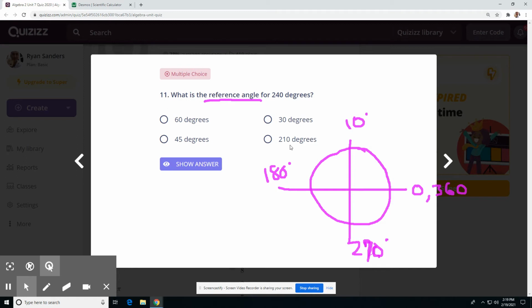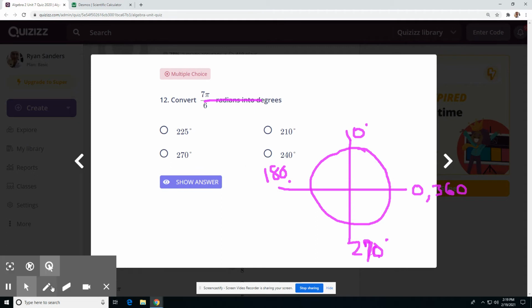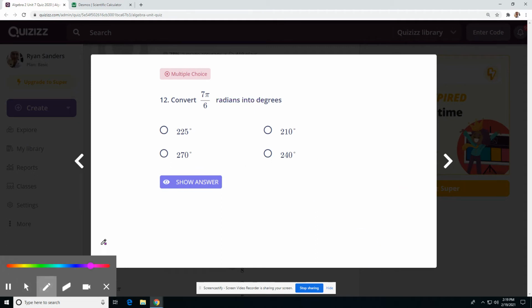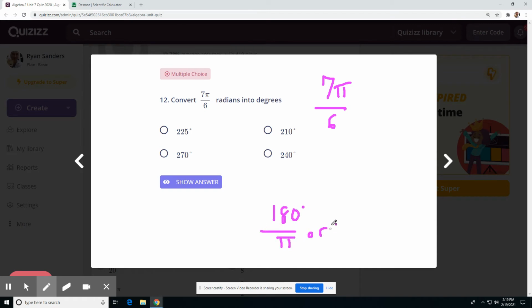Reference angle for 240. Hey, good thing I kept it up. So you do the same thing, compare it to the x-axis degrees, 180 or 360. Convert this into degrees. Do you remember what I said is our converter? You have 7 pi over 6, and you're either going to use 180 over pi or pi over 180 degrees. And the key to remember is you want the pi's to cancel. So you want to pick whichever one has pi on the bottom, multiply straight across, and reduce.